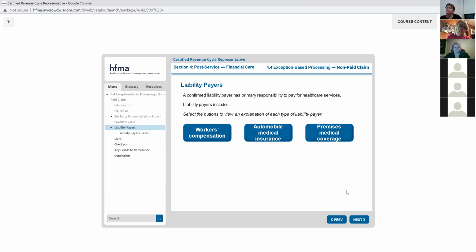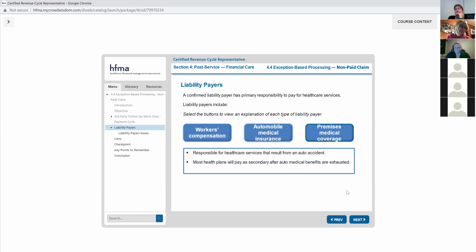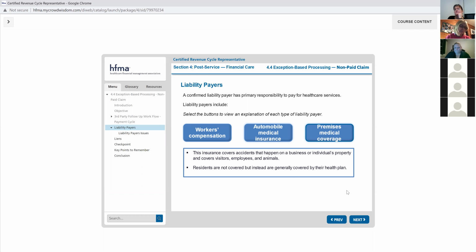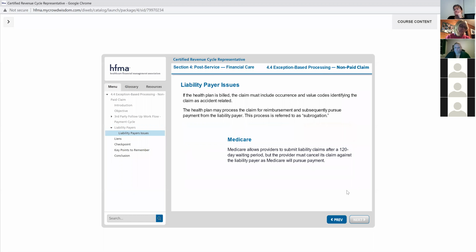And then here are your liability payer issues. If the health plan is billed, the claim must include occurrence and value codes identifying the claim is accident related, and the health plan may process the claim for reimbursement and subsequently pursue payment from the liability payer. And then Medicare allows providers to submit liability claims after a 120-day waiting period.